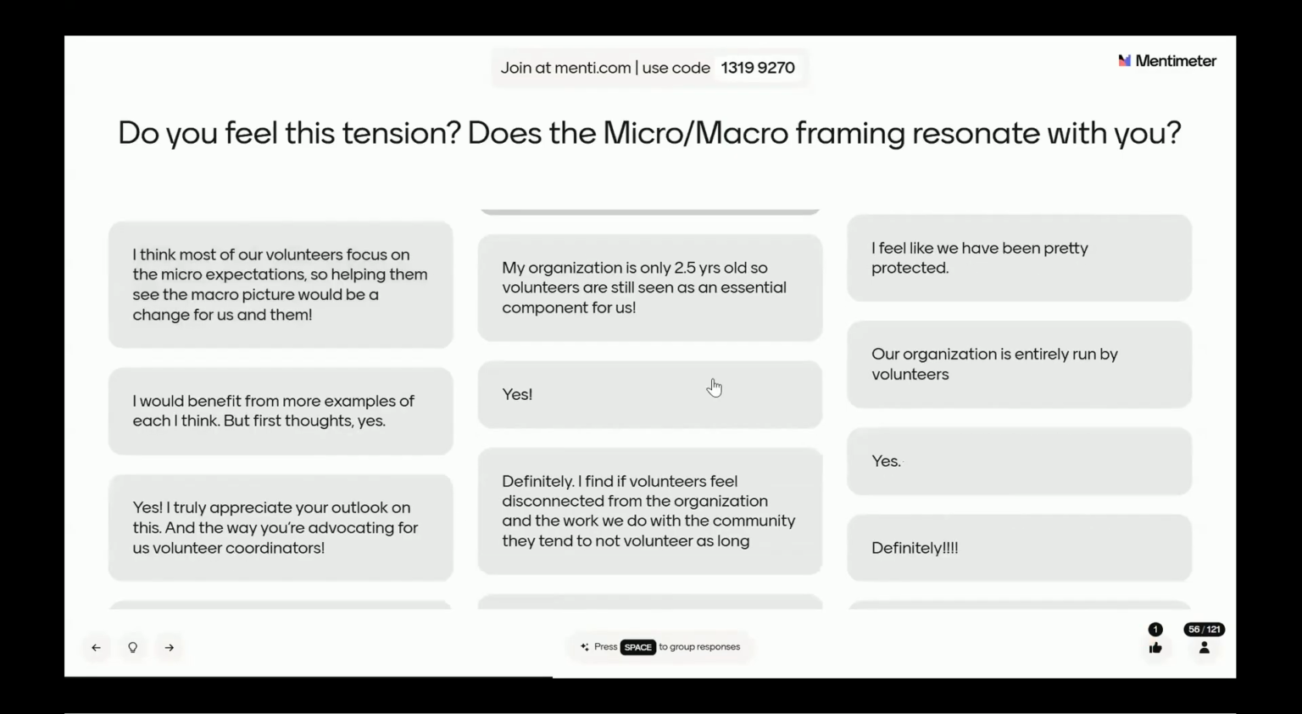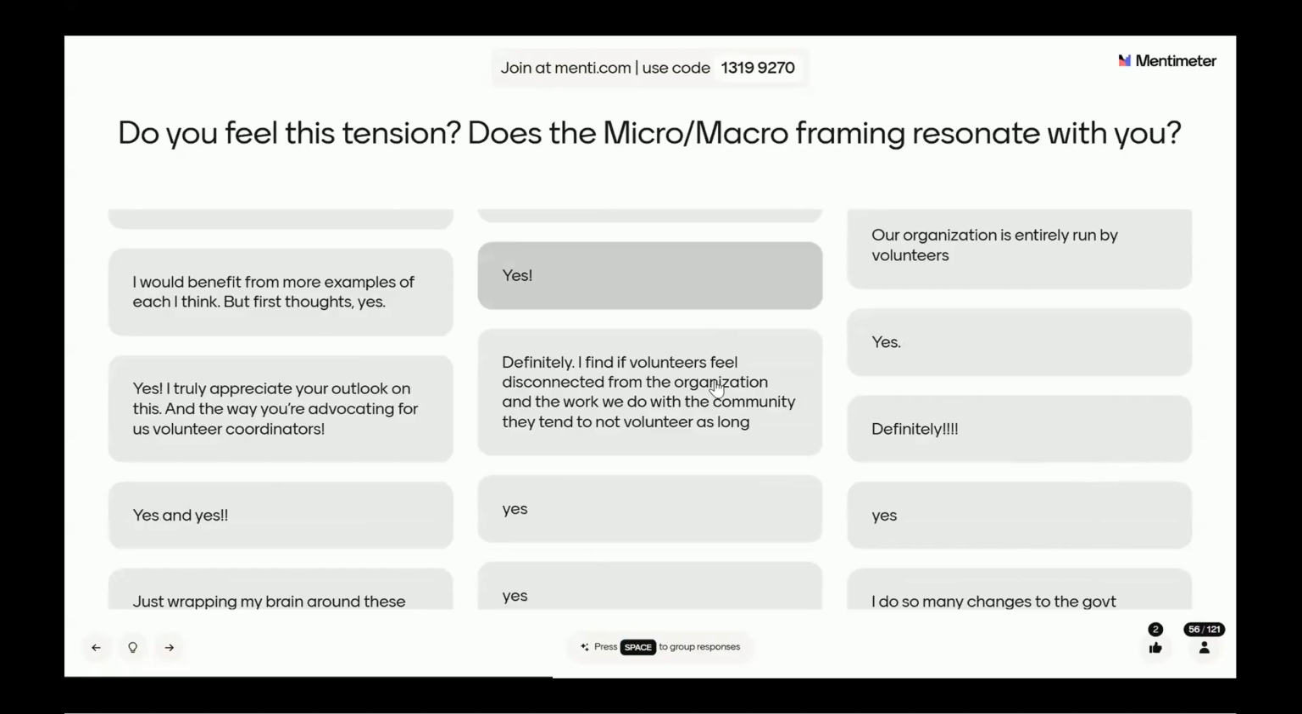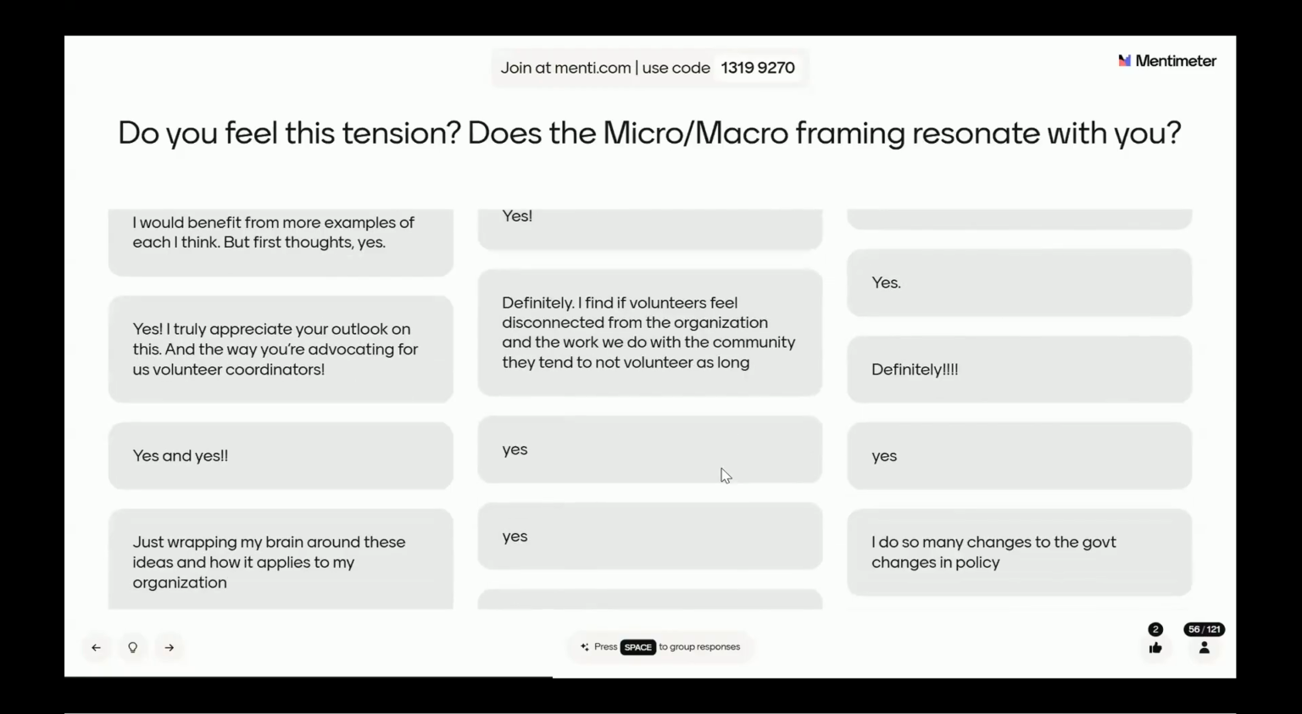I feel like we've been pretty protected. Yeah, we have, and sometimes it's our choice, right? Sometimes we're happy to exist at that micro level, and that's not a criticism, but I think it's a missed opportunity. Definitely, I find if volunteers feel disconnected from the organization and the work we do with the community, they tend not to volunteer as long.